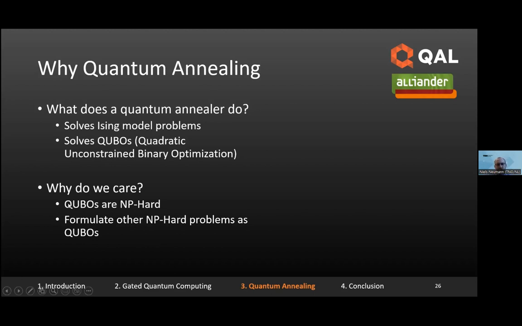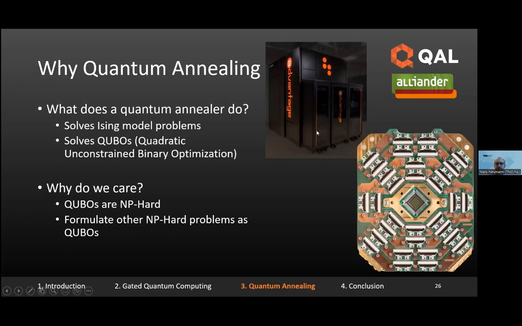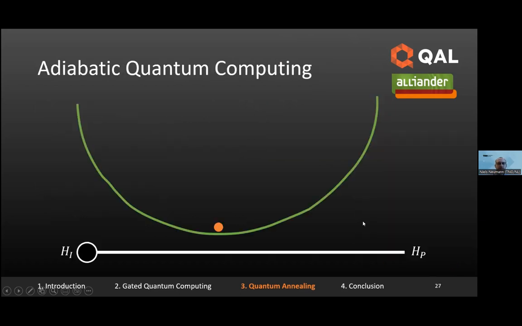And in practice, QUBOs are NP-hard. So you cannot actually solve QUBOs, but quantum annealers can efficiently find approximate solutions to QUBOs. And we use the D-Wave Advantage device. It looks like this to run our experiments.